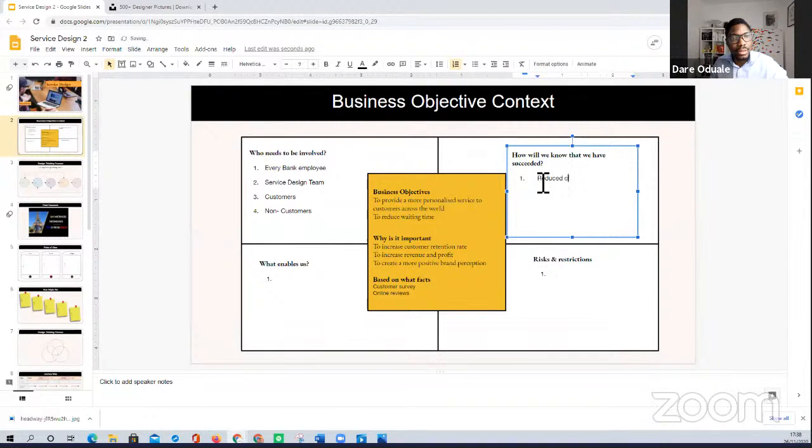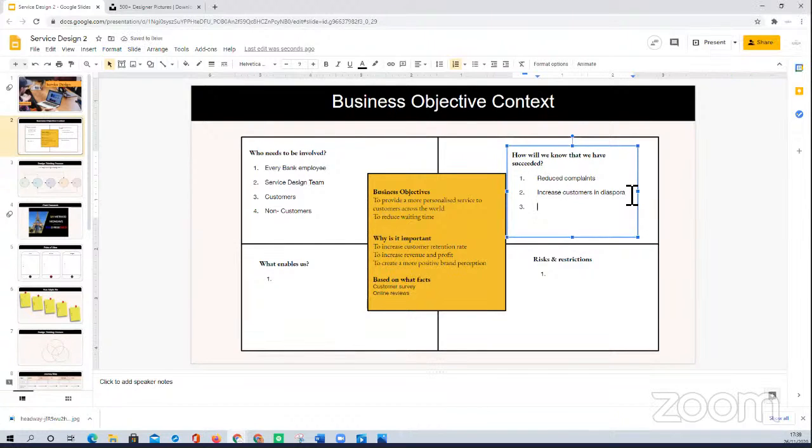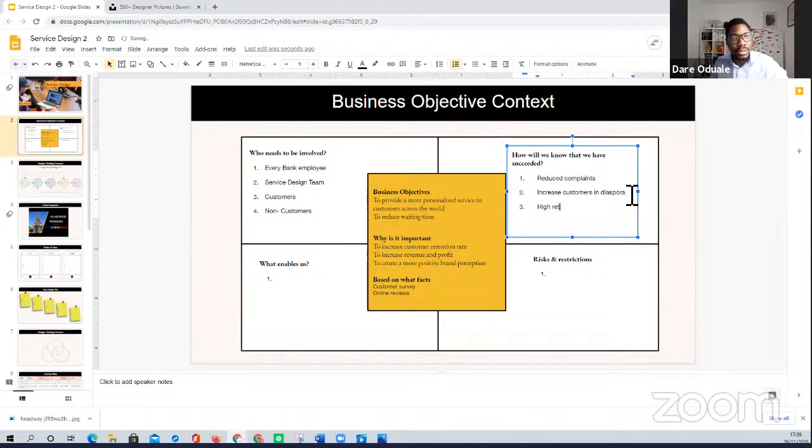So one way could be reduced complaints. Another way could be less customer complaints, wider usage from outside the bank, country. I love that as well. How would you know that we've increased customers in diaspora, so to say? Yeah, that's also another way. Good customer reviews, high retention, reduced complaints. People spend less time in the bank. Yes, that's a very good one as well. Reduced time in bank halls.